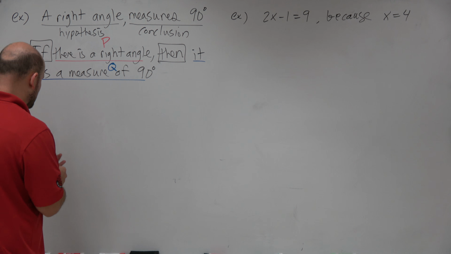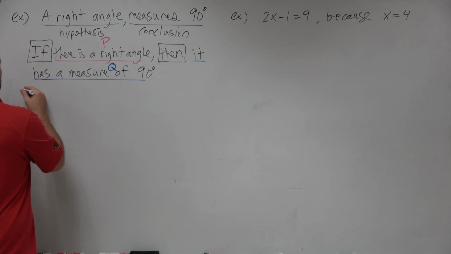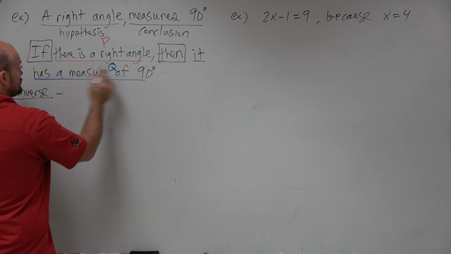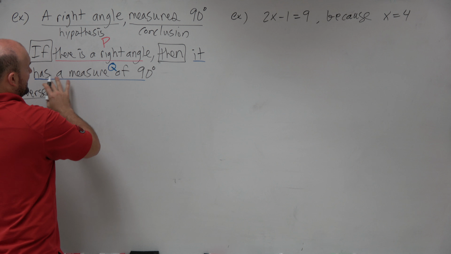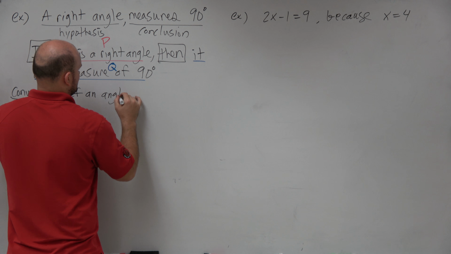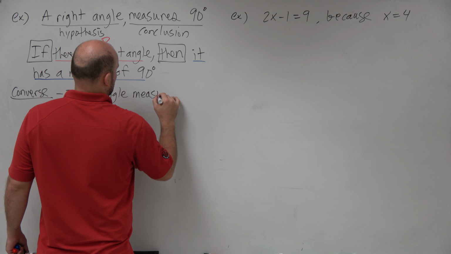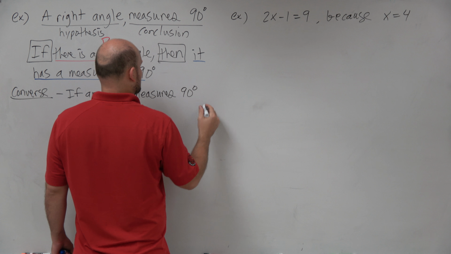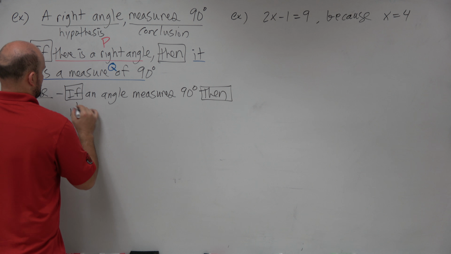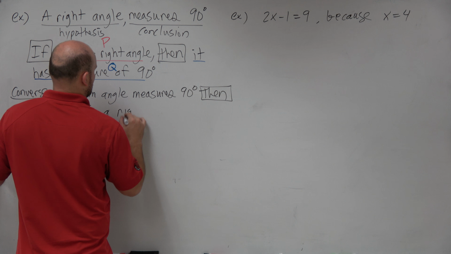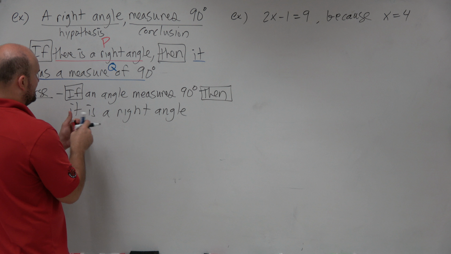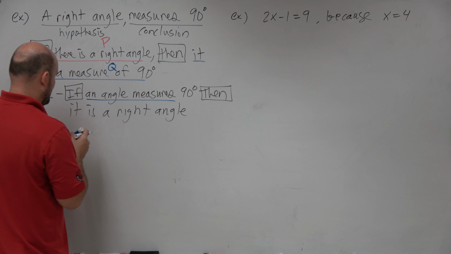So let's do the converse, which is just swapping them. The converse is basically just going to be a swap of the Q and the P. So if it has a measure of 90 degrees, or, if an angle measures 90 degrees, then it is a right angle. You can see basically what I did is I just swapped the blue and the red.